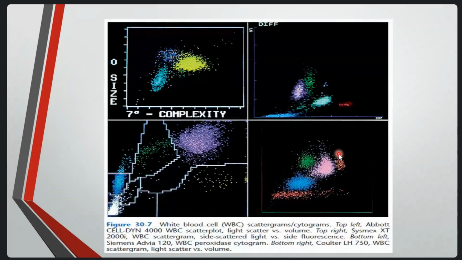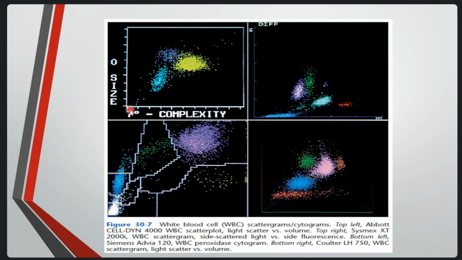Okay, so this is an example of our histogram, also known as a scattergram. This is what you see in a CBC machine. In this graph, on this side is the size. It will determine the size of the cell, and here is the complexity of the cell. So this is the forward scatter and the side scatter.